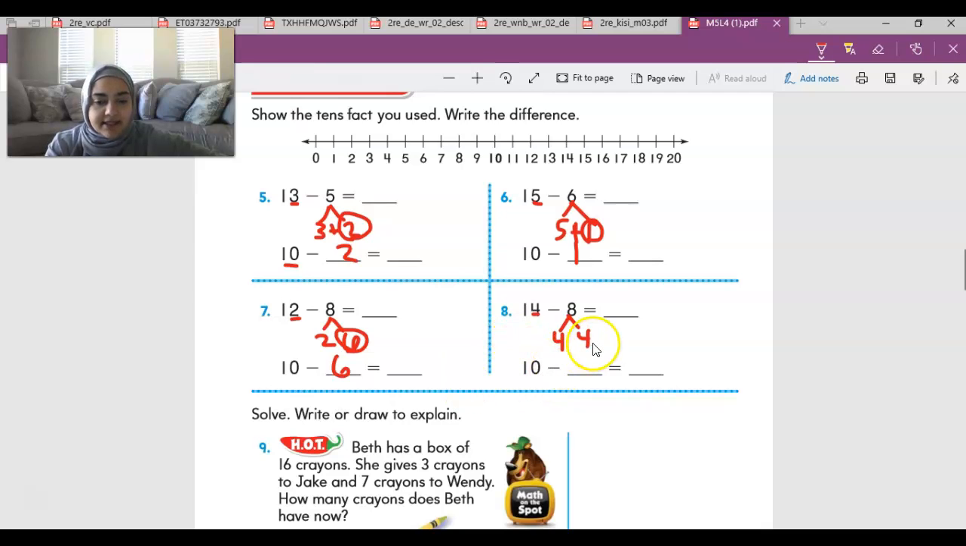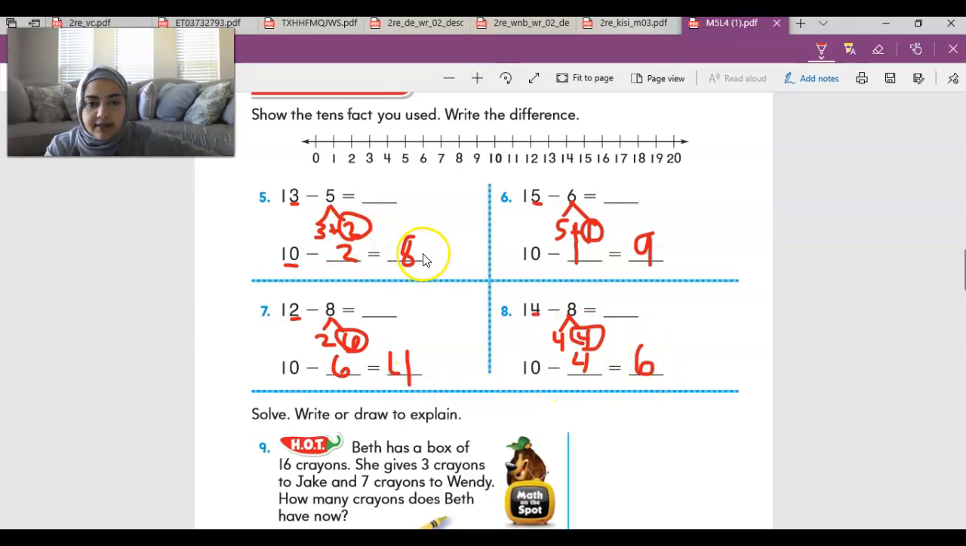So 10 take away what? So the second number is 4. So 10 take away 4. Now all we have to do is simply subtract that. 10 take away 2 is 8. Right? 10 take away 1 is 9. 10 take away 6 is 4. 10 take away 4 is 6.